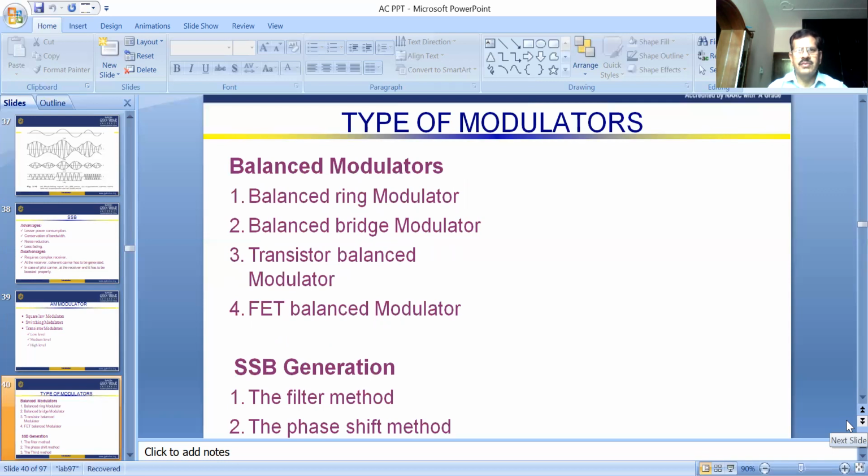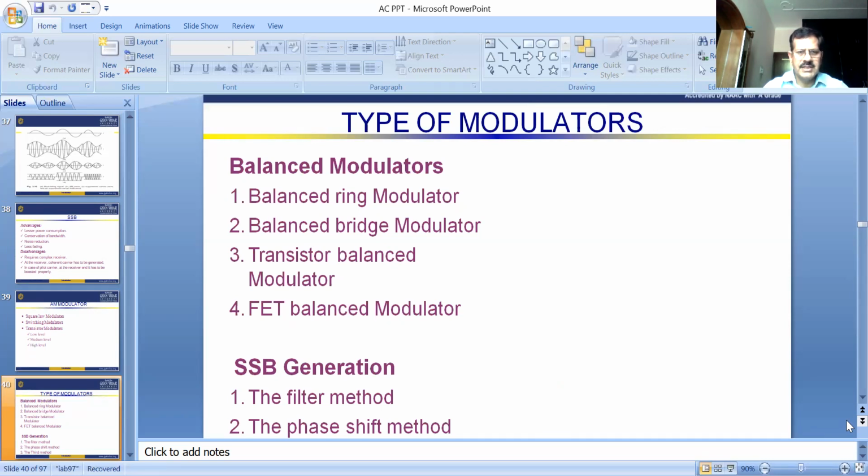There are also different types of modulators. There are generally two types: balanced modulators and SSB generation. The first, balanced modulators, divide into four parts. First one is balanced ring modulators. Second one is balanced bridge modulators. Third one is transistor balanced modulator. And last, fourth, FET (field effect transistor) balanced modulators.